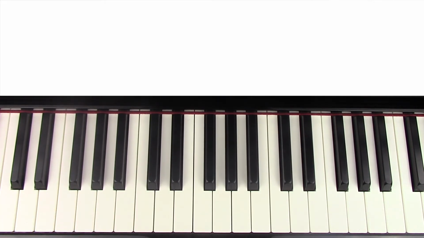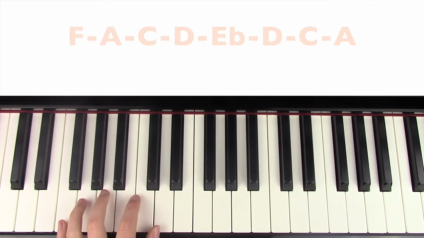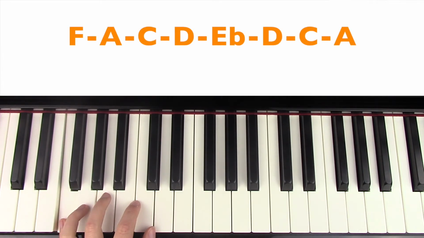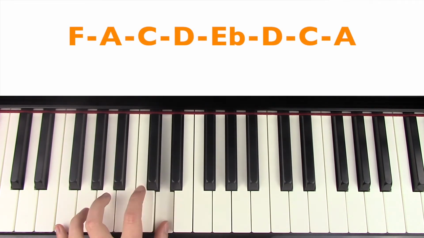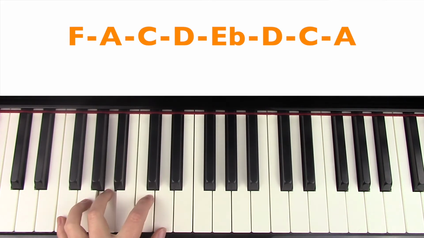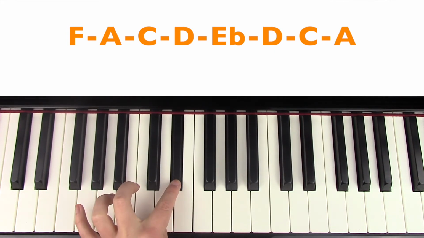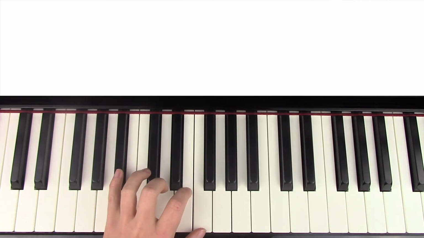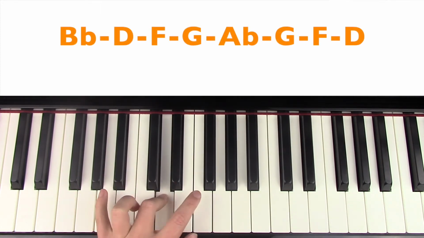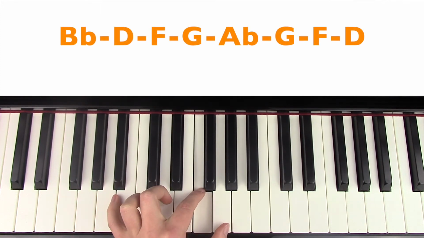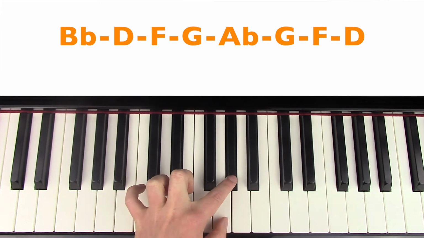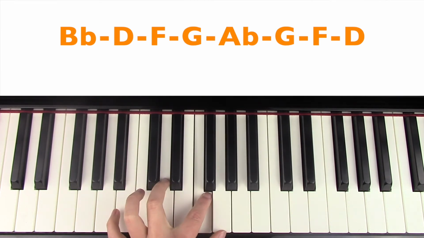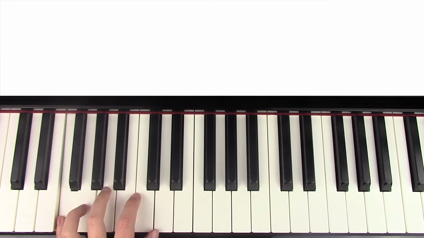So I'll show you it in F major now. So we have F, A, C, D, E flat, D, C, A, and then again. And then we're going to come up to B flat, D, F, G, A flat, and then back down to F.